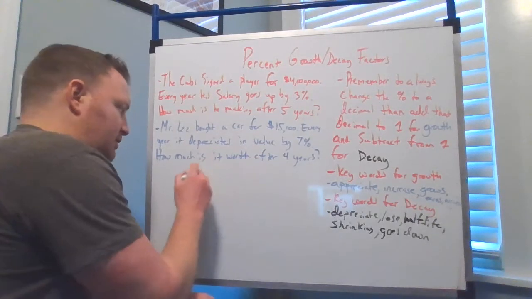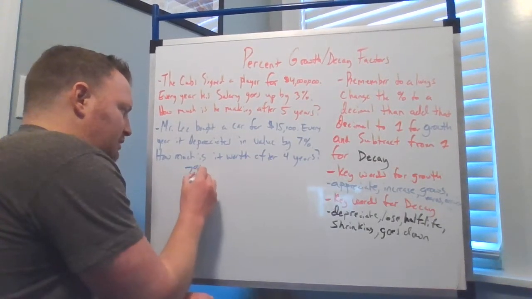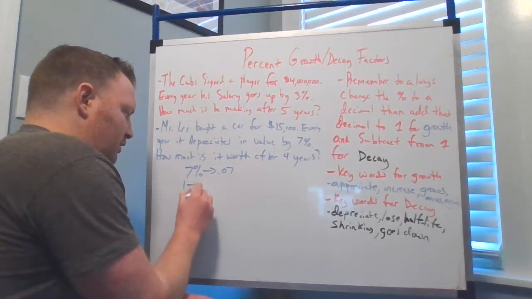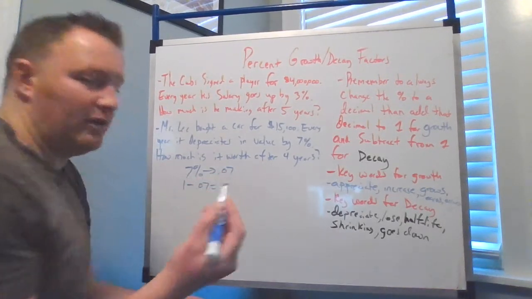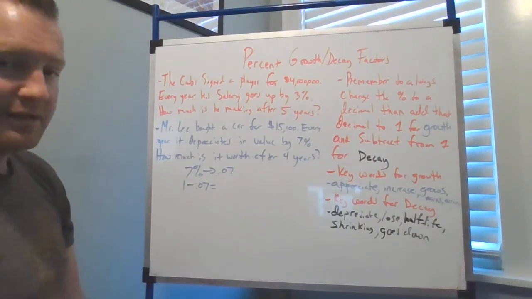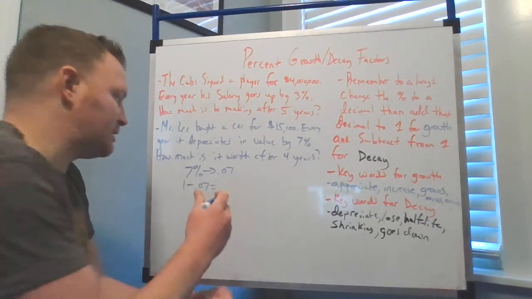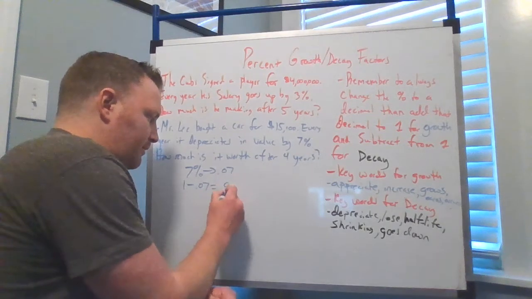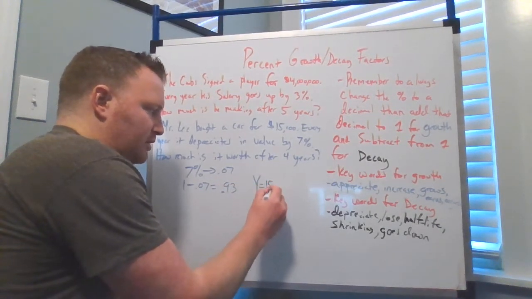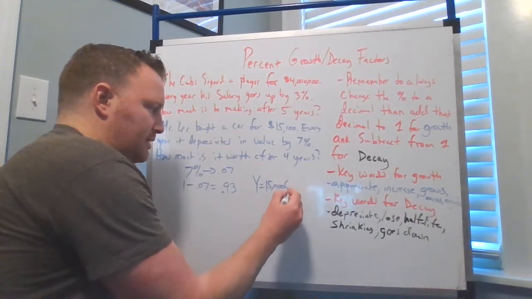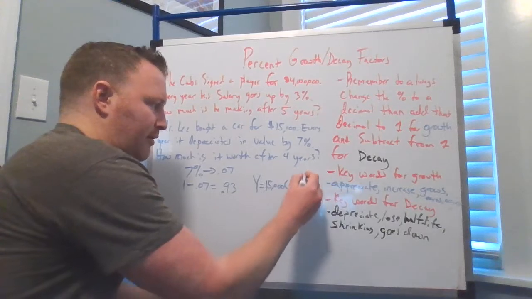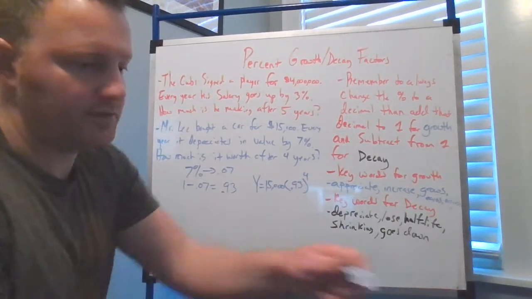So let's make the equation. First thing, 7% as a decimal is 0.07. 1 minus 0.07. The way I do this in my head, for quick mental math, I just do 100 minus 7, and I get 93, or in this sense, 0.93. Okay? Trick will always work. So my equation is y equals 15,000 times, parentheses, 0.93 to the power of 4 to represent the 4 years.